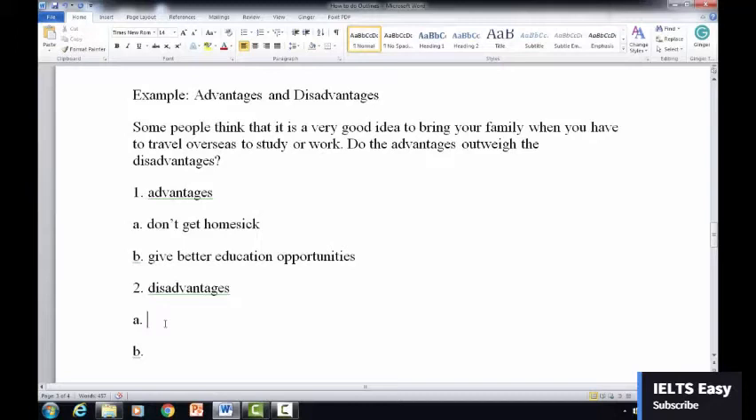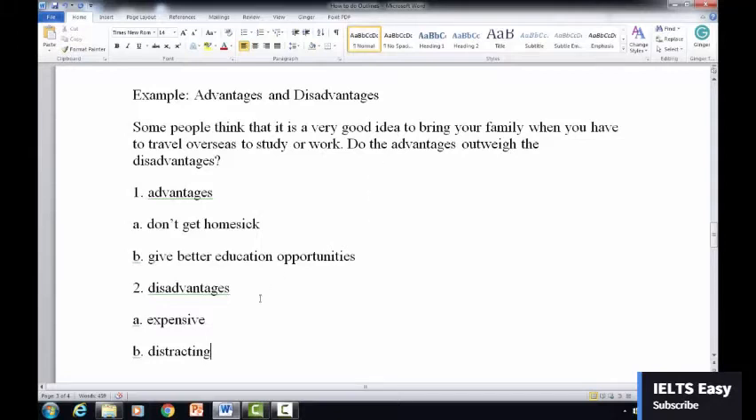What are some disadvantages? It can be very expensive, and it can be distracting. Those might be some disadvantages. And we have to make sure when we are writing this essay that we end up answering the question: do the advantages outweigh the disadvantages? We have to answer that.